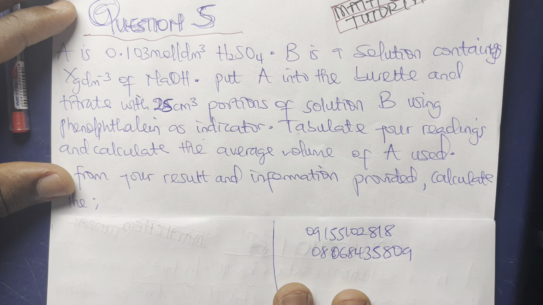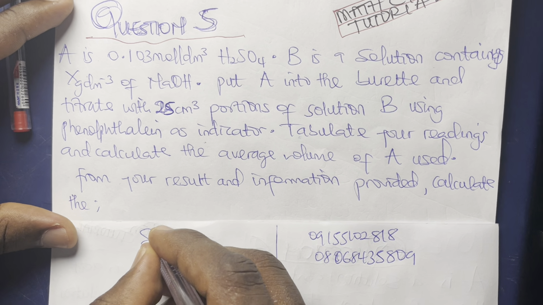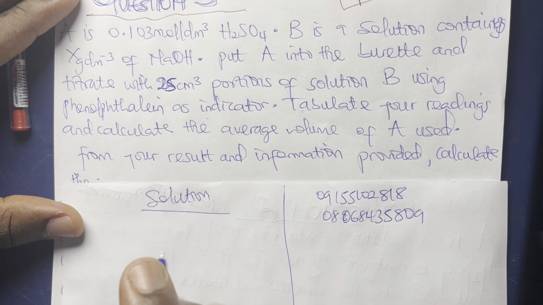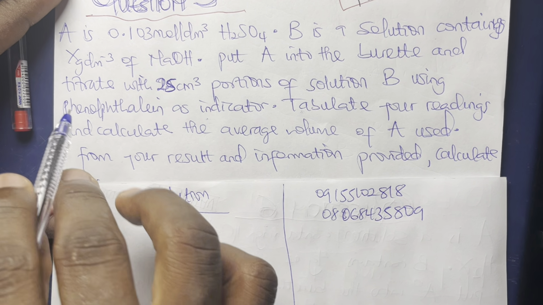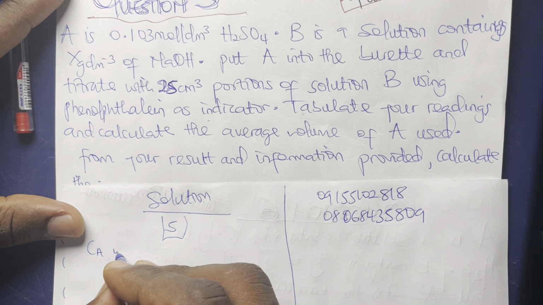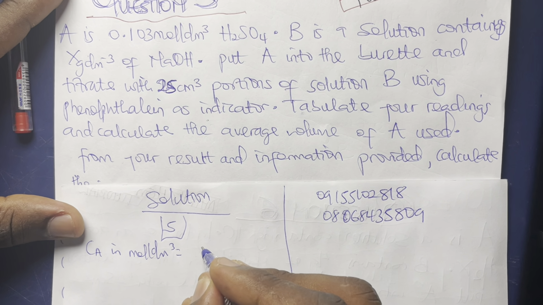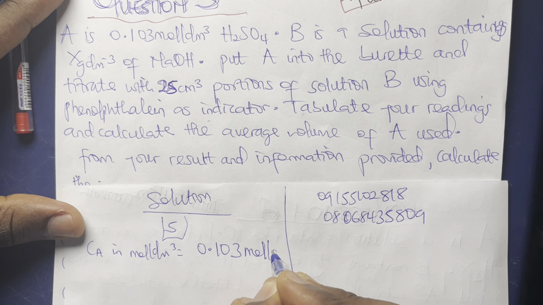Now look at this question very well. So let me see the solution here. Okay, this is number 5. The concentration of A in mole per dm cube is equal to 0.103 mole per dm cube.